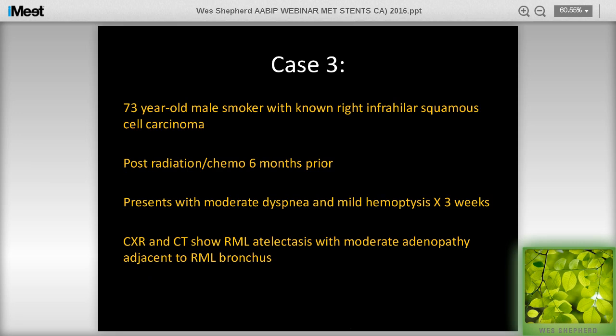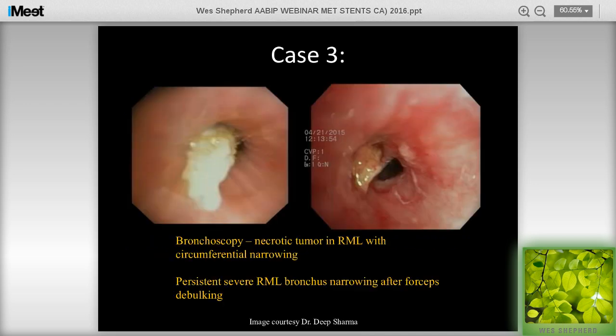So let me move on to a third case. This is a 73-year-old male smoker with a known right infrahilar squamous cell carcinoma, with previous radiation and chemotherapy 6 months prior, and he presented with moderate dyspnea and mild hemoptysis over the last 3 weeks. Chest X-ray and CT scans show some right middle lobe atelectasis with moderate adenopathy adjacent to the right middle lobe bronchus. Going to just go straight to bronchoscopic findings.